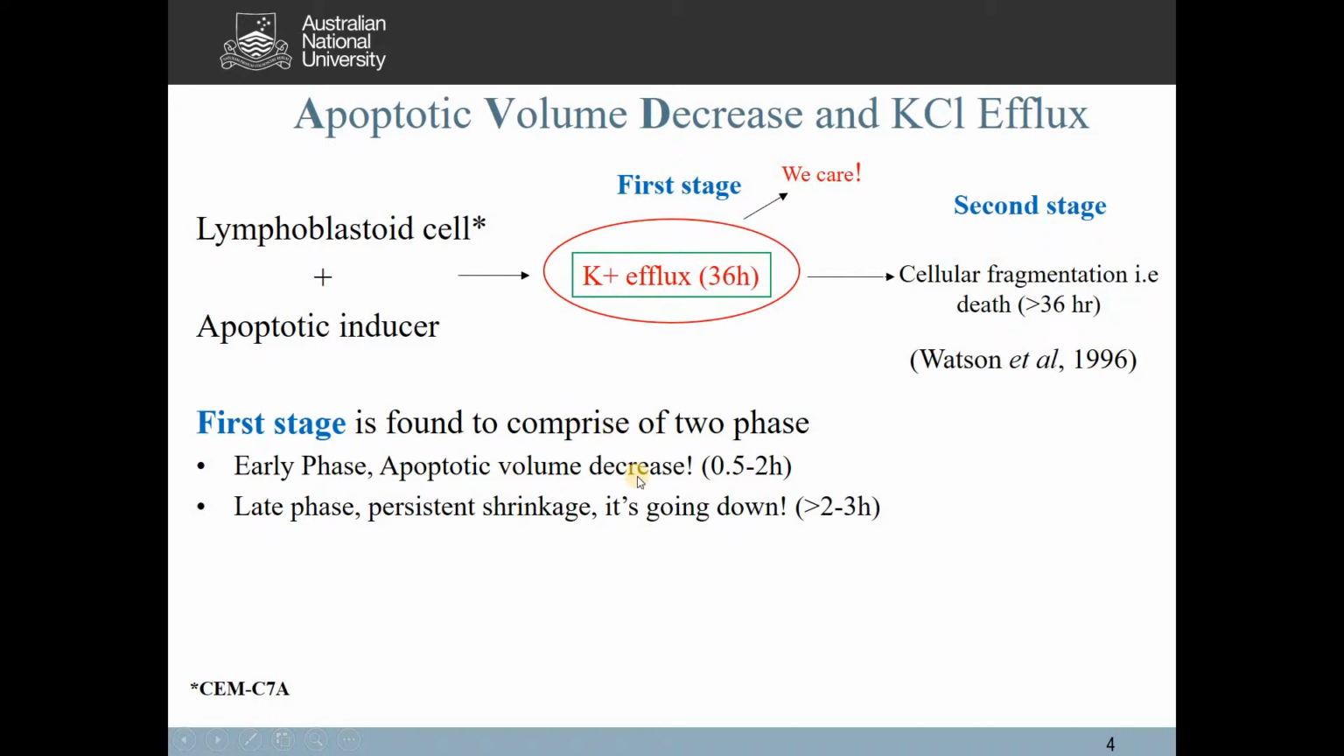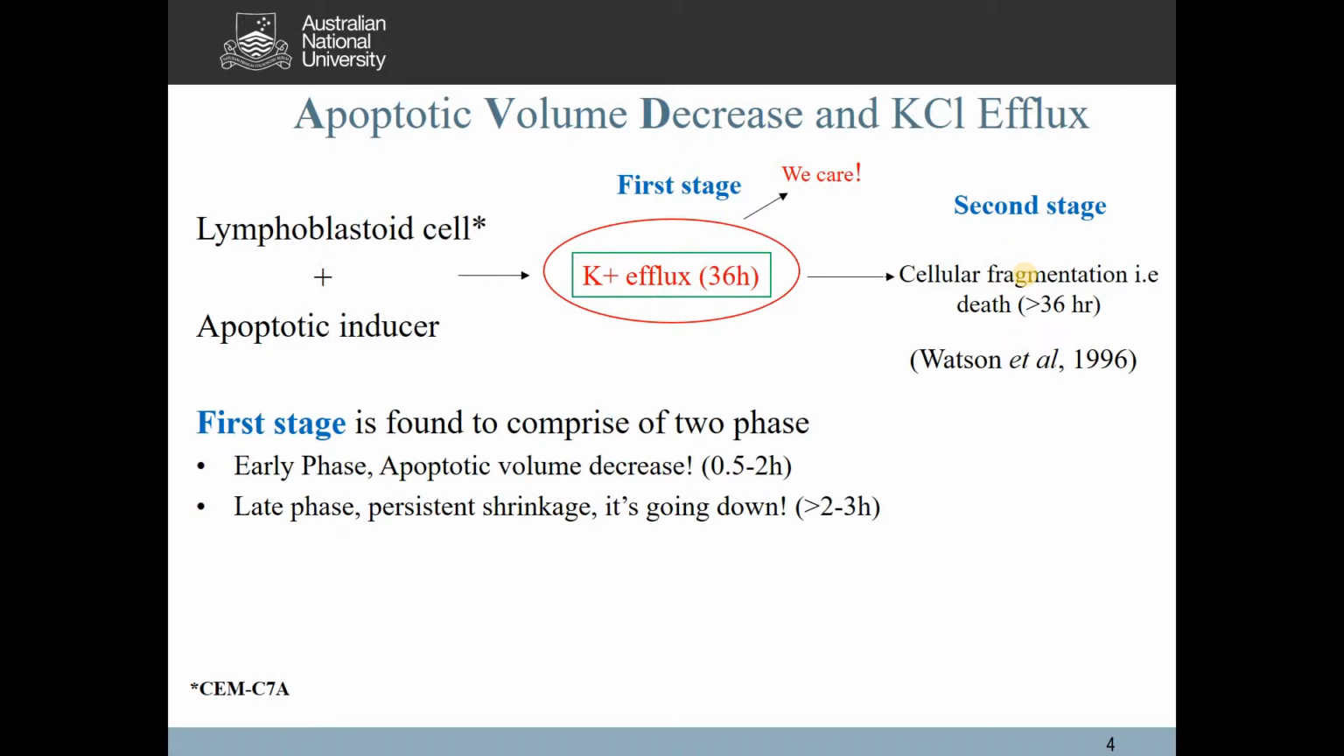So if we, for example, induce a cell, like the lymphoblastic cell in this case, with a typical apoptotic inducer, it can be intrinsic or extrinsic. We classify two different stages. The first stage involves potassium efflux. What it means is that potassium ions are going from inside the cell to outside of the cell. This is usually in the first 36 hours. The last 36 hours is cellular fragmentation, so the cell is forming apoptotic bodies.